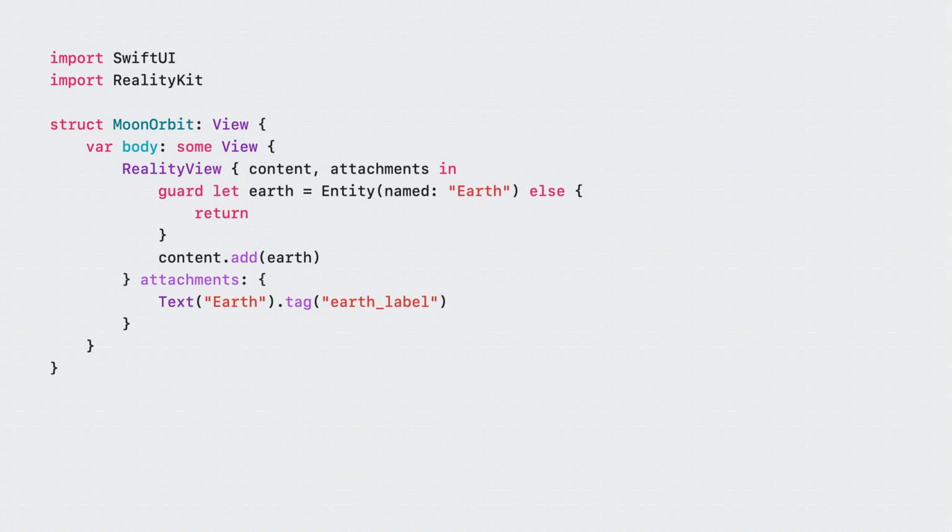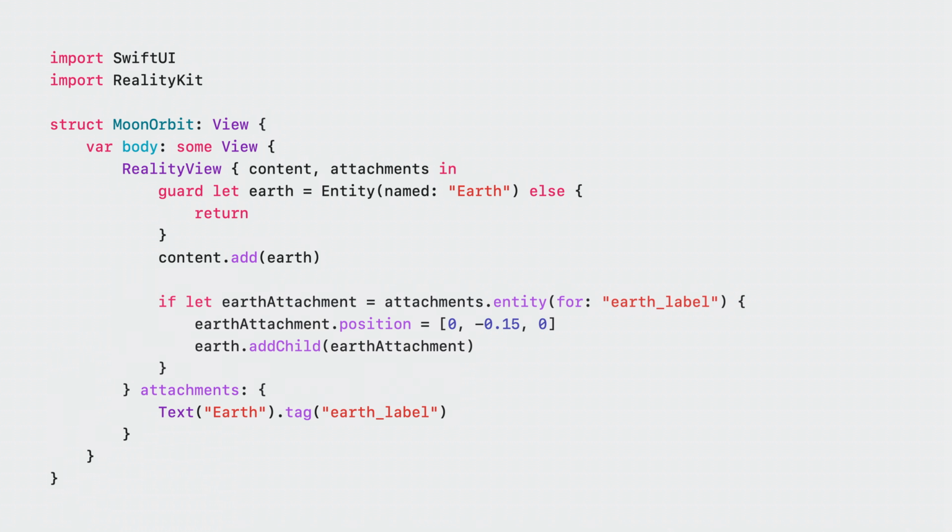In this example, I've added a text view to label the Earth. We'll also add a tag modifier to the view so that we can later identify it when our view gets delivered to the make closure as an entity. This tag can be any hashable value. Here, I've used the string "Earth label".